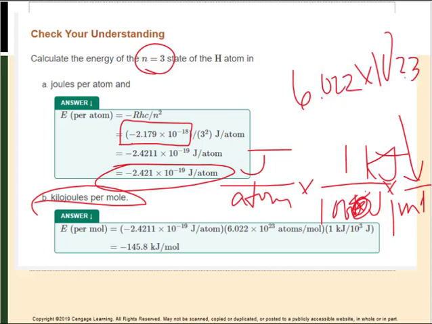Wow, that is sloppy. So we're going to take our answer and times it by 6.022 times 10 to the 23rd and divide it by 1,000. And you should get negative 145.8 kilojoules per mole.